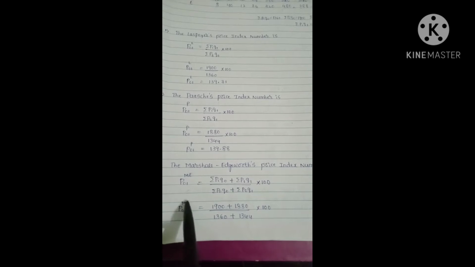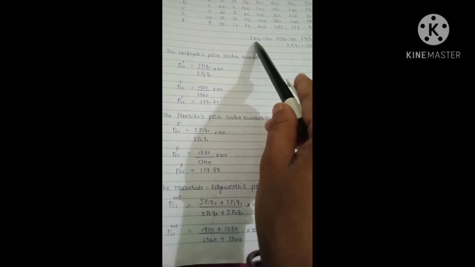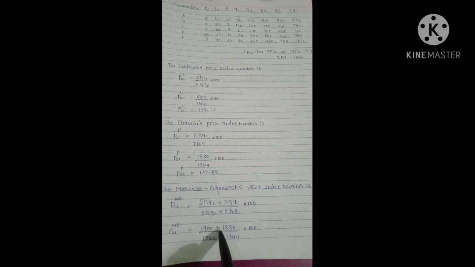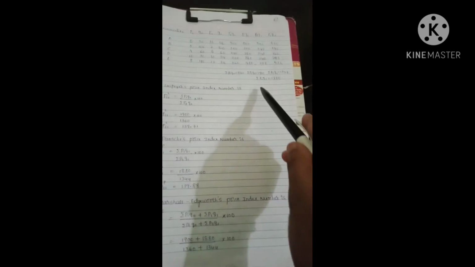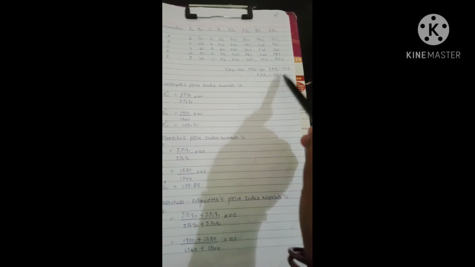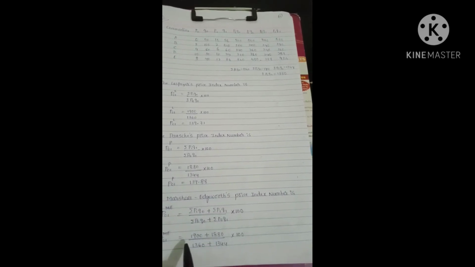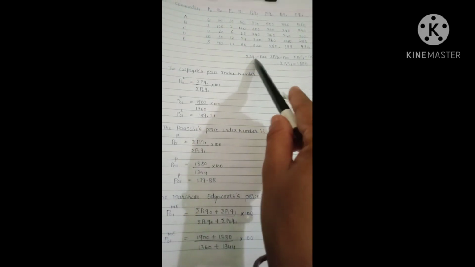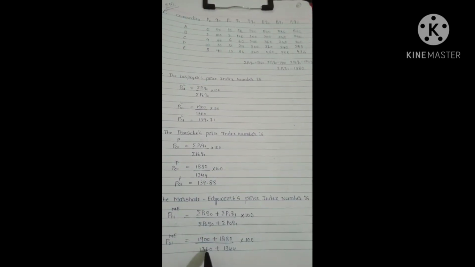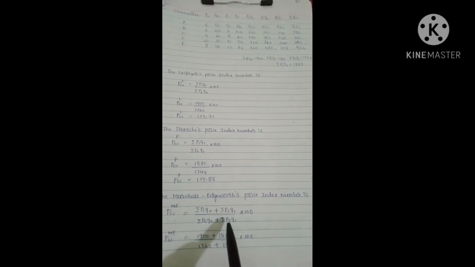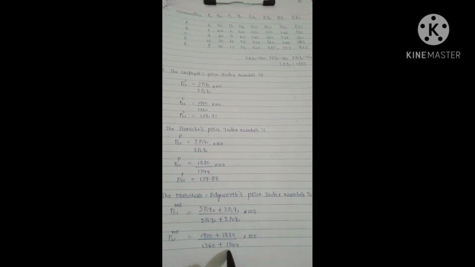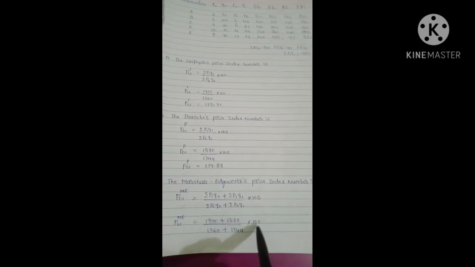See here, P01 of ME equal to, what is the P1 Q0 value? Summation of P1 Q0 value is 1900. That value right here. Next, write the symbol plus. Next, summation of P1 Q1. Summation of P1 Q1 value is 1880. That value right here. Divided by summation of P0 Q0. Summation of P0 Q0 value is 1360. Right here. Plus, next summation of P0 Q1, where 1344, into 100. Right, into 100, same as it is.